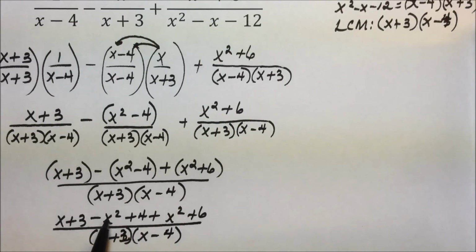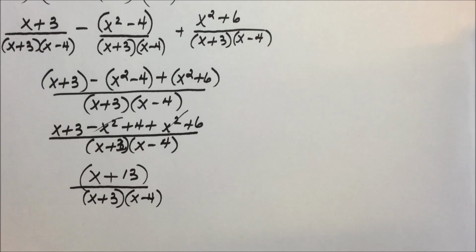Combining like terms, our x squareds actually cancel one another out. We have an x plus 3, 4 add up to be 7, plus 6 is 13, all over the common denominator of x plus 3 times x minus 4. Well, clearly this binomial is not common, so we have our answer simplified and in reduced form.